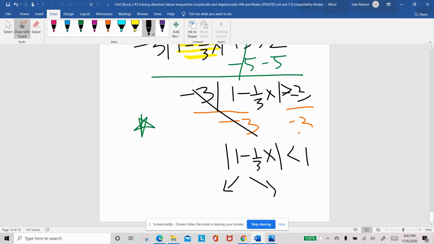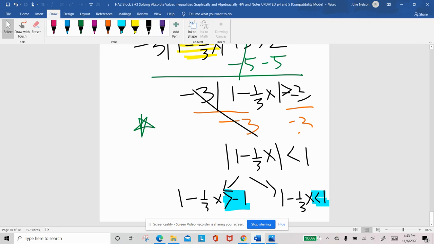And then I'm going to write my two equations. 1 minus 1/3 x is less than 1. 1 minus 1/3 x is greater than negative 1. So notice that 1 stays the same and 1 is the opposite. So if I were to solve for x, and I kind of ran out of room, so I apologize, I'm gonna have to move it over here. I would subtract 1. So negative 1/3 x is greater than negative 2.